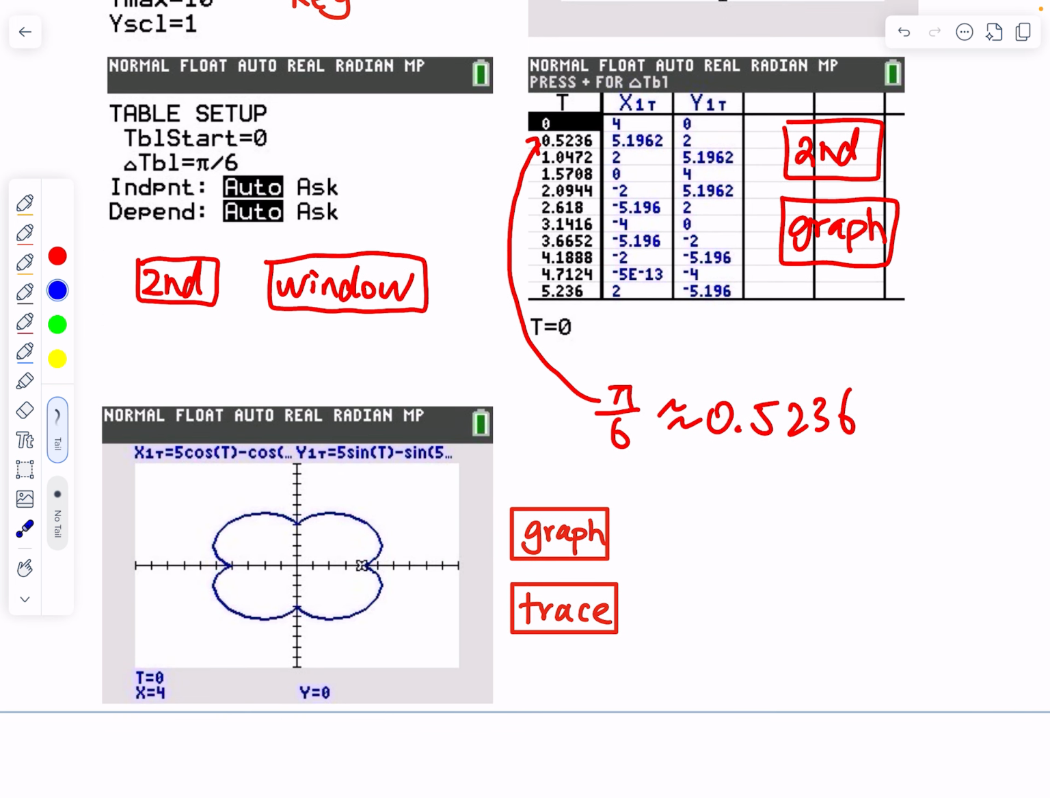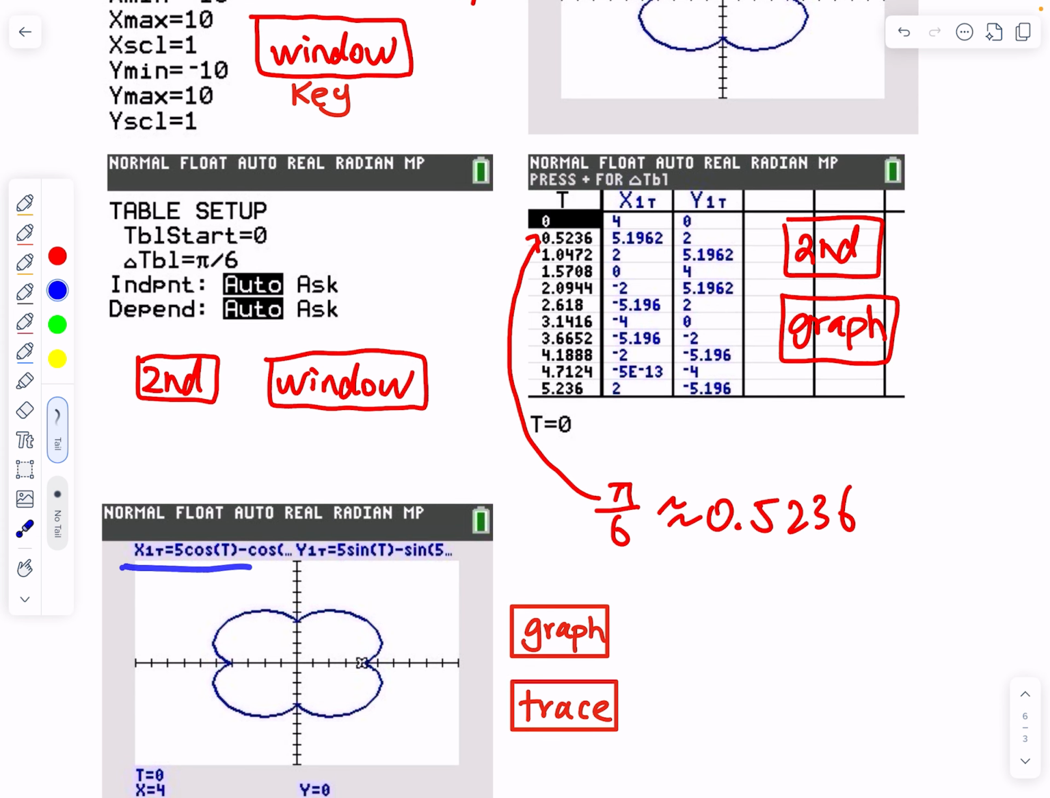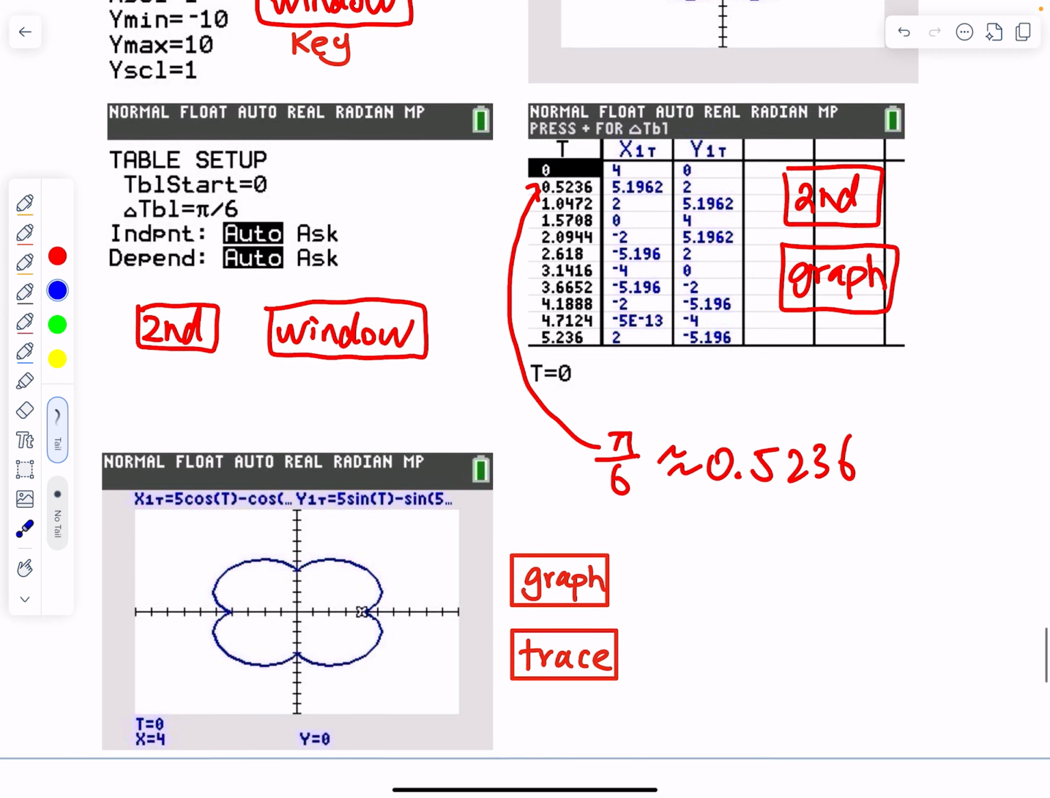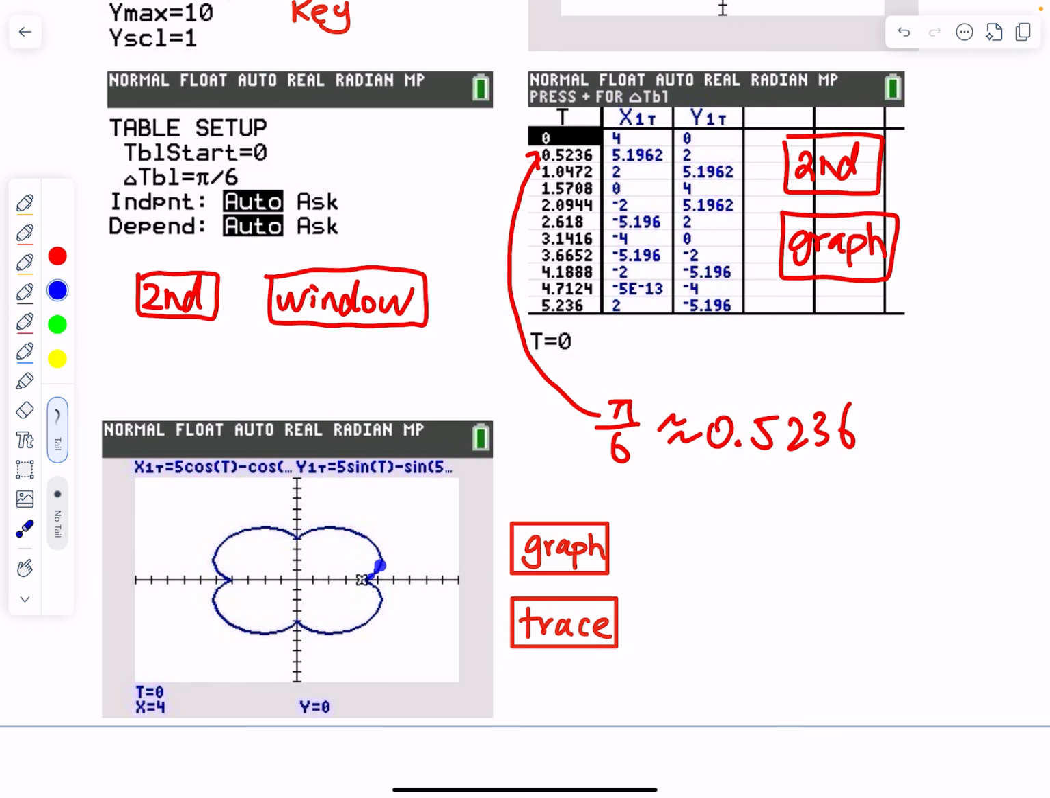And then you have the graph. You click the graph key, and it shows the X and the Y. For the trace, if you click the trace key, I am not sure if it will follow along on the graph. That one you have to try. Maybe it doesn't follow along the graph. But at least that is how you sketch the graph of a parametric equation using your graphing calculator. And you can check out the table as well.